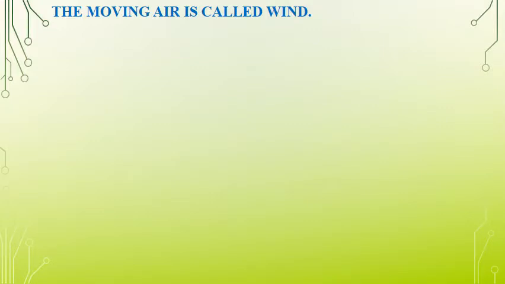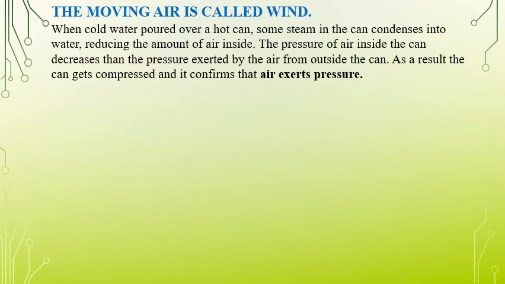We already know that moving air is called wind. When cold water is poured over a hot can, some steam in the can condenses into water, reducing the amount of air inside. The pressure of the air inside the can decreases compared to the pressure exerted by the air outside the can. As a result, the can gets compressed, and from this we confirm that air exerts pressure. This is what activity 1 concludes.